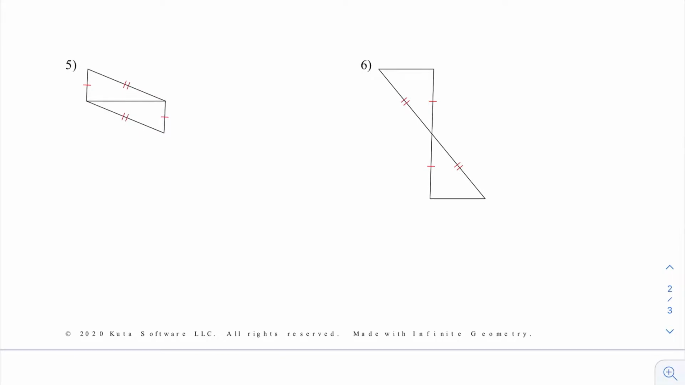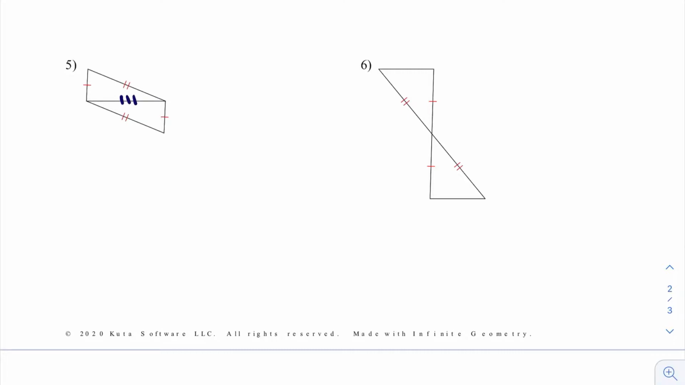Let's look at 2 more examples. So in number 5, I noticed that these 2 triangles are sharing a side. So that means I can mark the side that they share as congruent due to the reflexive property. Notice I already had sides that had 1 tick mark and 2 tick marks. That is the reason that I used 3 tick marks.